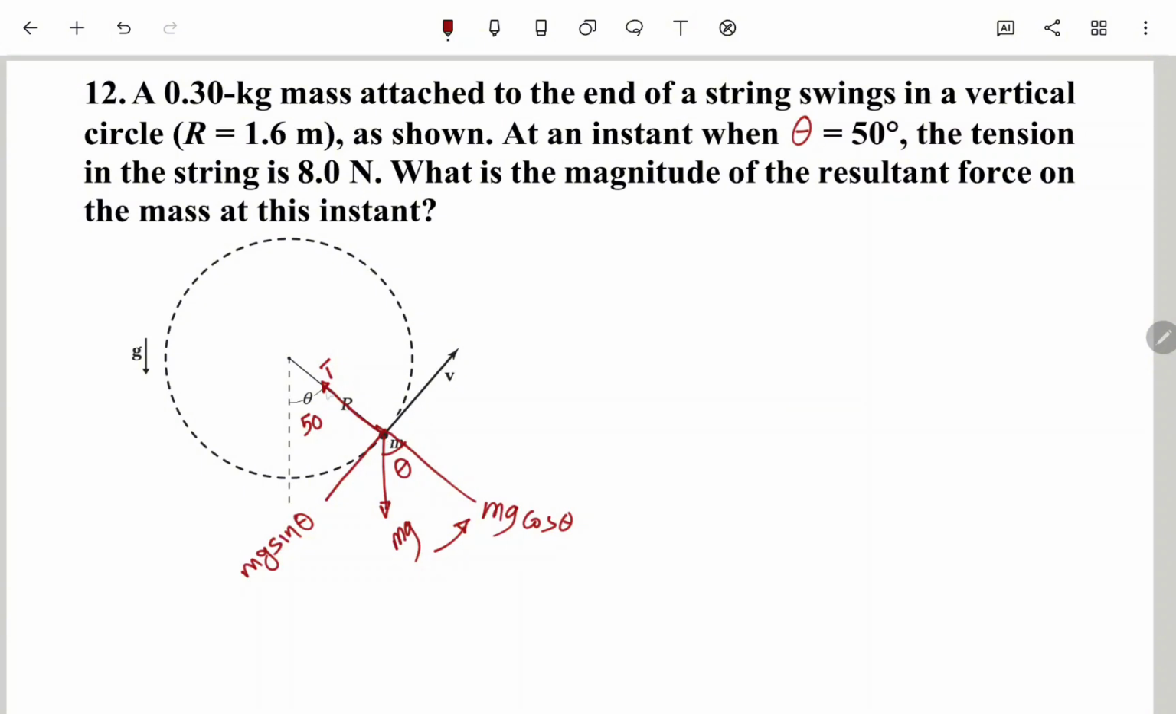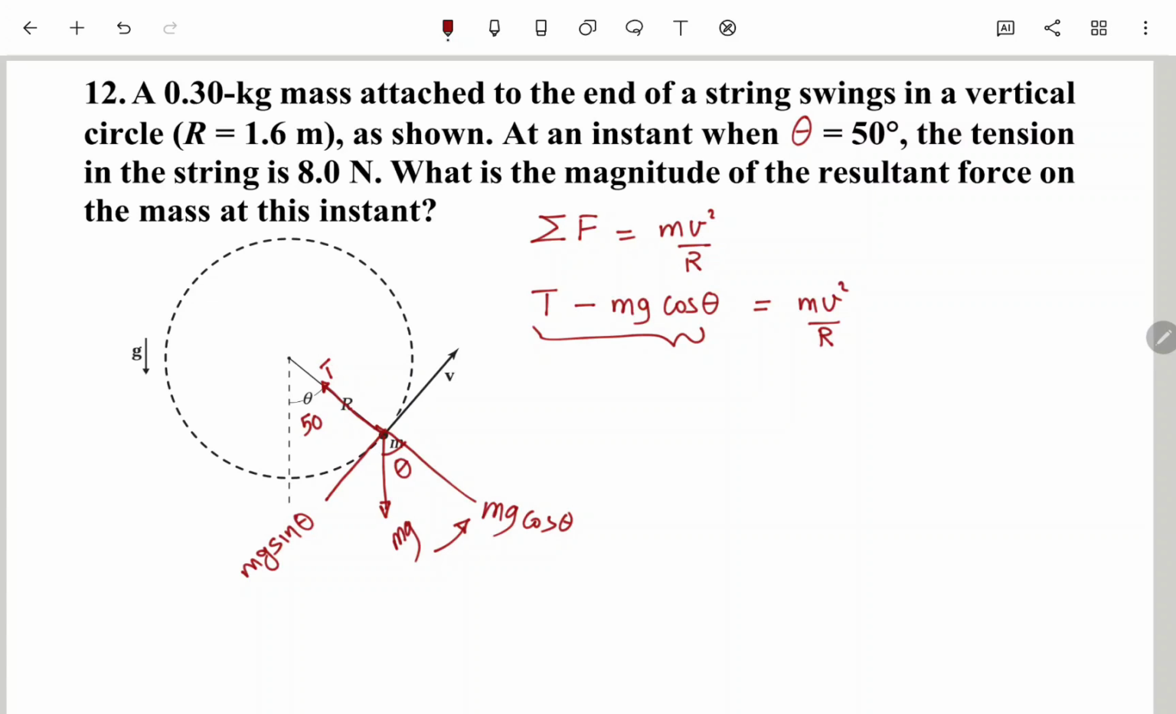Now, the sum of all forces is equal to mv square over r. In other words, T minus mg cosine theta equal to mv square over r. And this is actually the resultant force on the mass at this instant.